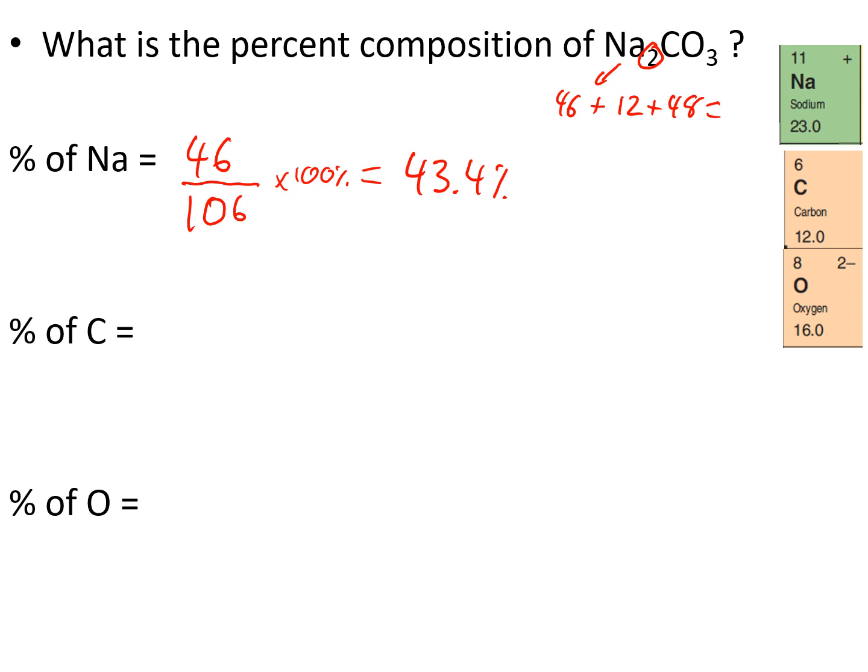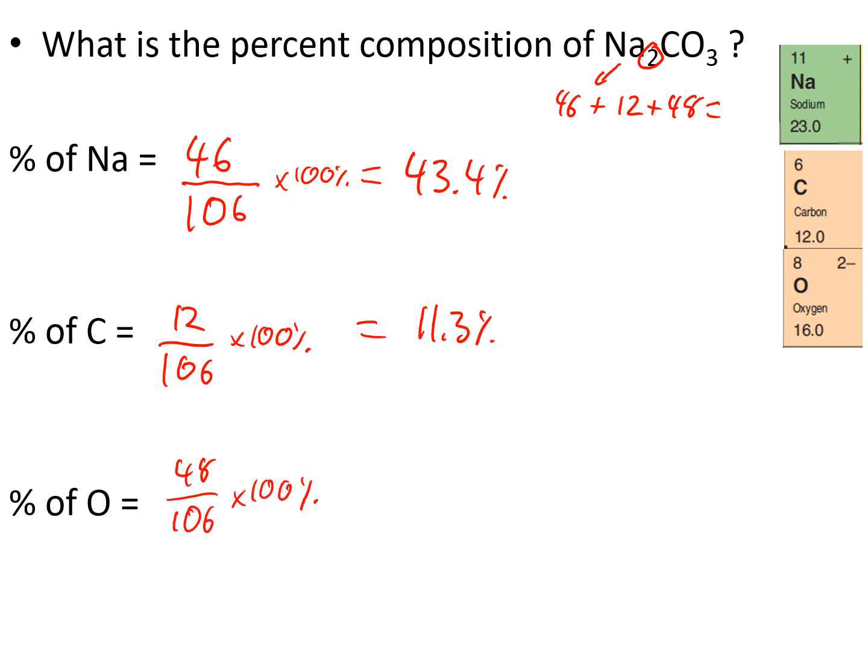And our carbon is going to be the same thing. It's going to be 12 over 106. And so that's going to be 12 divided by 106 equals, and that's going to be 11.3%. And then finally, our oxygen is 48 over 106. And that gives us 45.28, or in other words, 45.3%. Okay. So that's our percent composition of sodium carbonate.